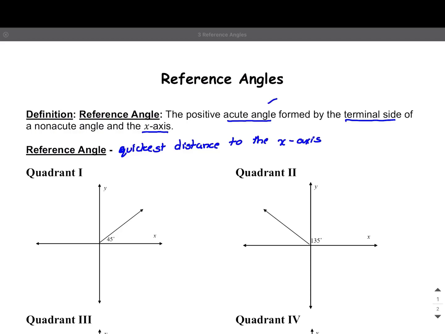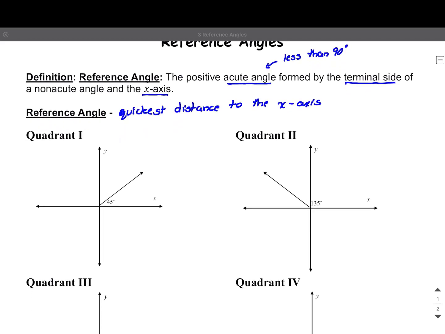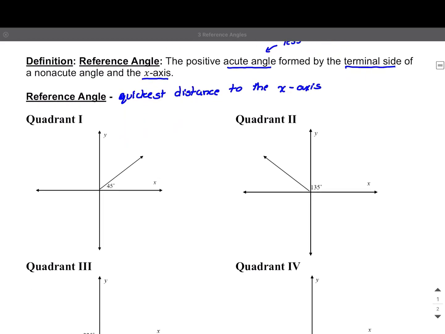And the angle is always going to be an acute angle, which means it's going to be less than 90 degrees. If you get a reference angle that's bigger than 90 degrees, you did something wrong, okay? It's always going to be the quickest distance to the x-axis. So let's take a look. There's four possibilities. If our angle is in the first quadrant, we rotate it from the initial side here.